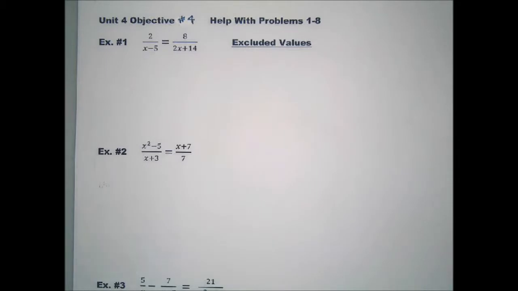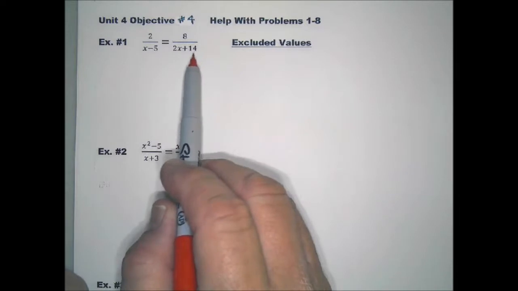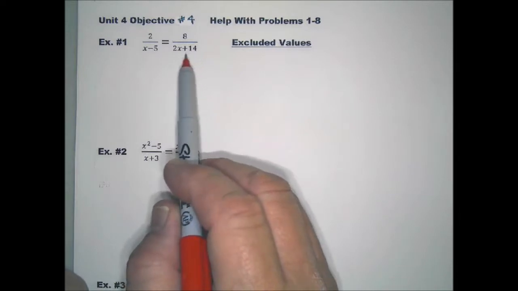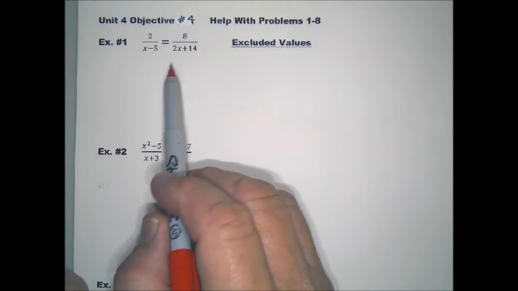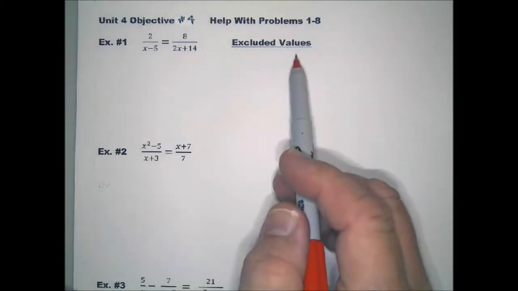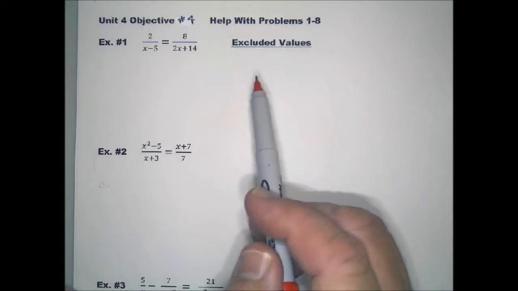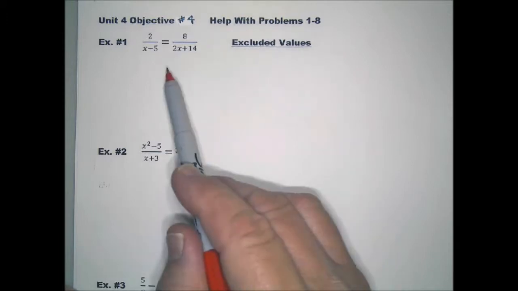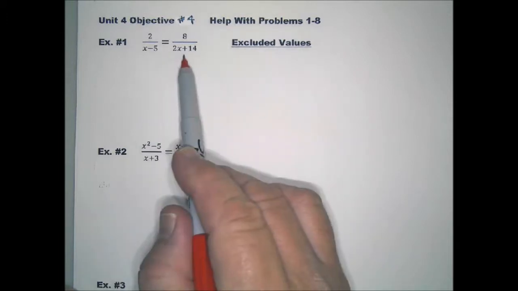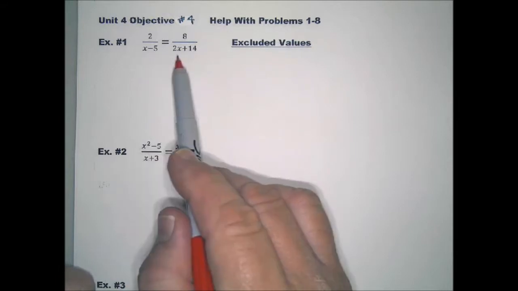Example number 1 is pretty much as simple as it can possibly get. You've got one fraction being set equal to another fraction. So all we have to do is cross multiply and create our equation and then solve. But first of all, let's go back to objective 1 where we talked about excluded values. Remember, the denominator can never equal 0. So let's look at our two denominators.